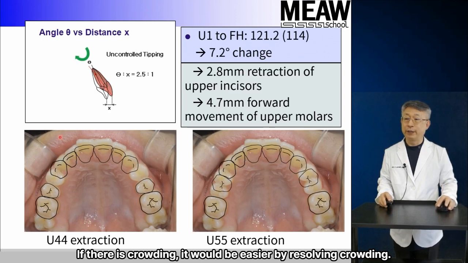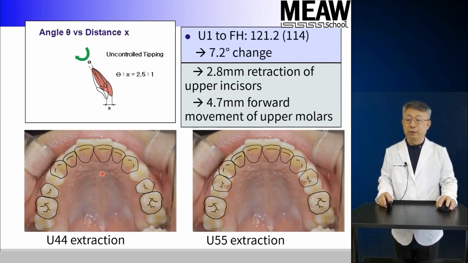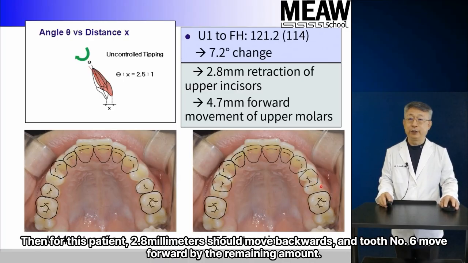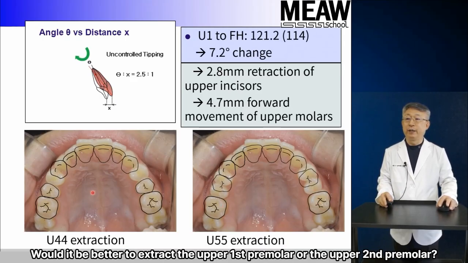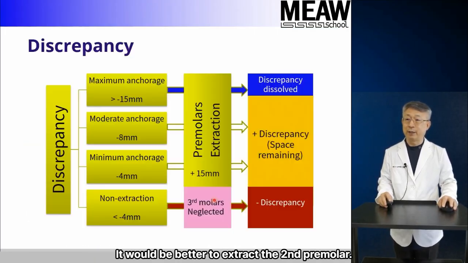If there is crowding, it would be easier by resolving crowding. However, this patient doesn't have crowding. On the other hand, let's look at the case of extracting the upper second premolar. Then for this patient, 2.8 millimeters should move backwards, and tooth number 6 move forward by the remaining amount. Would it be better to extract the upper first premolar or the upper second premolar? It would be better to extract the second premolar.